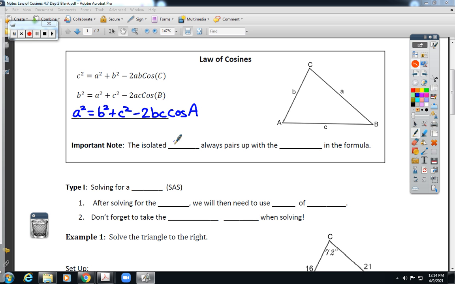Notice that the isolated side is always paired with the angle in the formula. This is true for every triangle, no matter what shape, no matter what size, which means we could use it technically in any problem. But it does require a little bit more work than some of our other rules, so we shouldn't use it unless we have to, which is side, angle, side, and side, side, side situations.